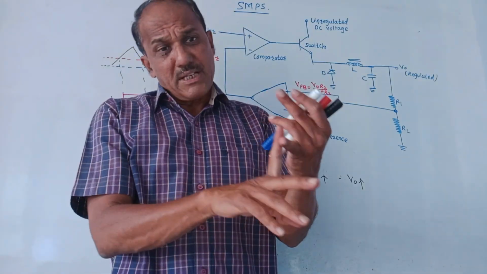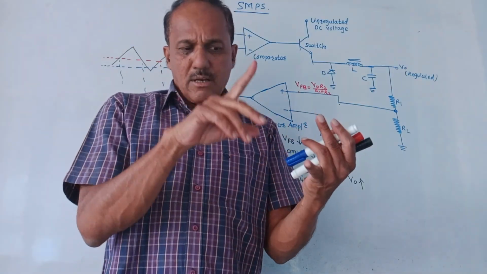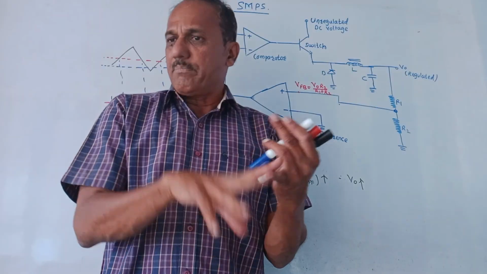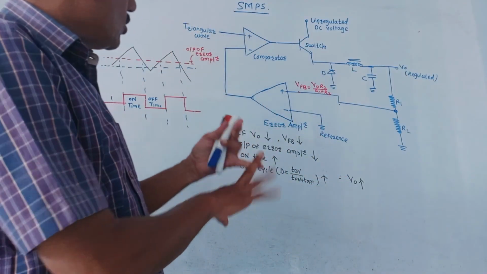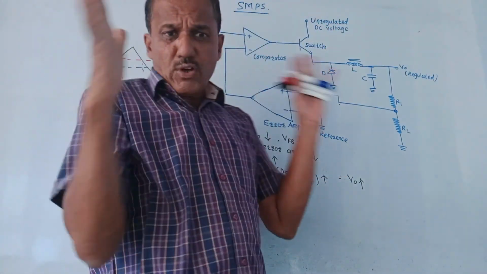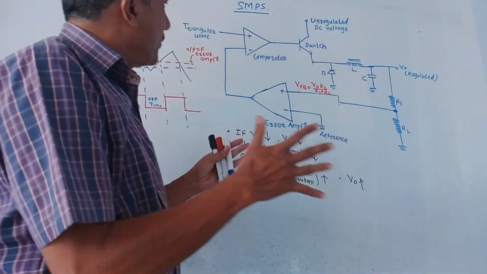Now in case of SMPS, there are two major types. One is boost SMPS and another is buck SMPS. So this is just the quick revision of this particular unit.